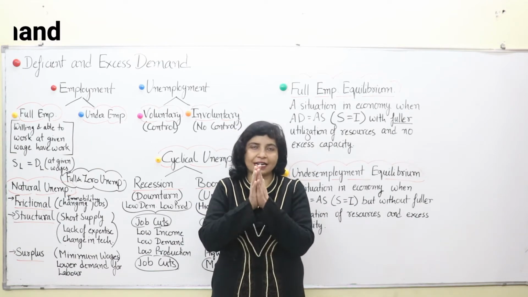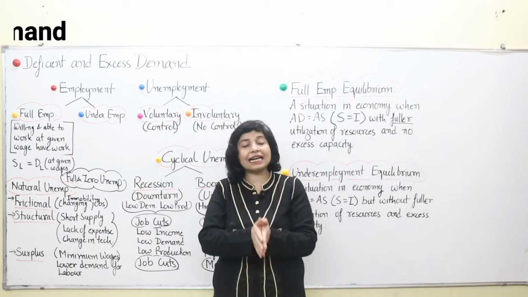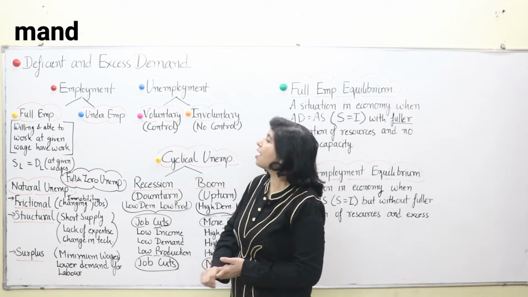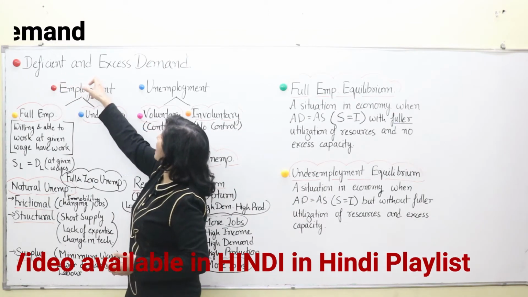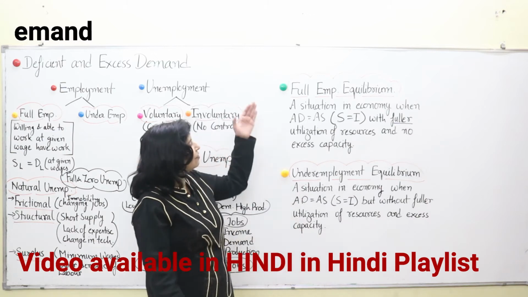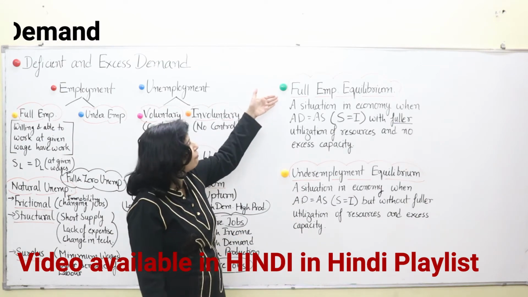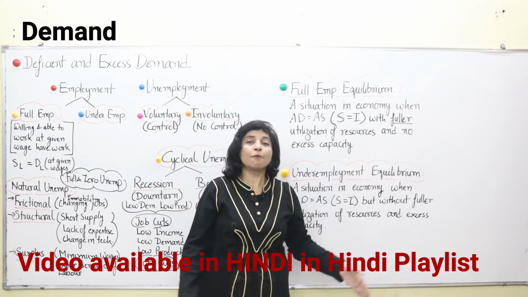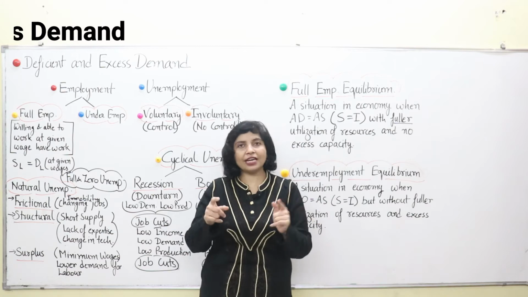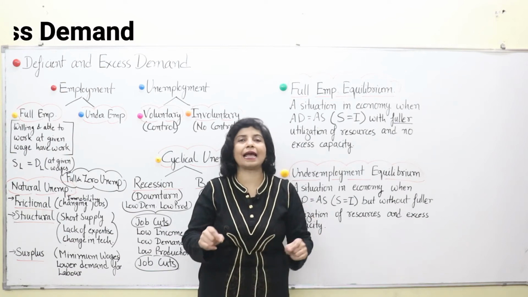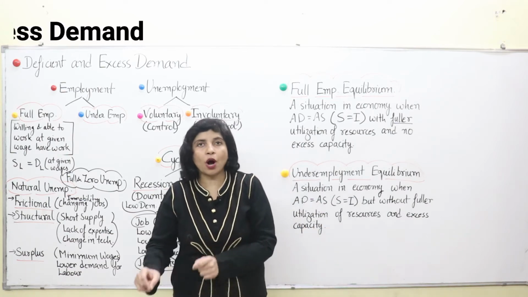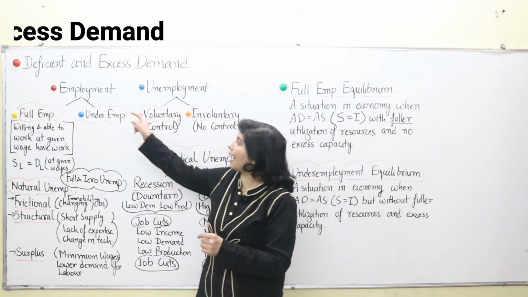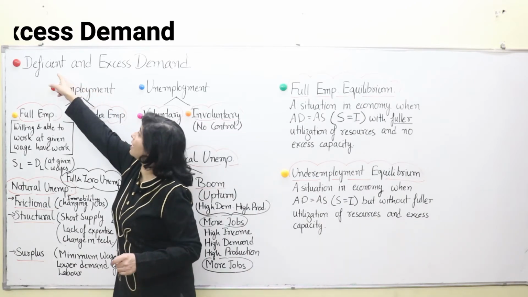So the problem of deficient and excess demand is directly related to your demand for goods and services in the market, right? So we will discuss the problem of deficient and excess demand. Along with that, we will discuss the concept of full employment equilibrium and underemployment equilibrium. Before discussing these two concepts, we need to know some basic concepts regarding employment and unemployment. What are the different kinds of unemployment that are associated with any economy?